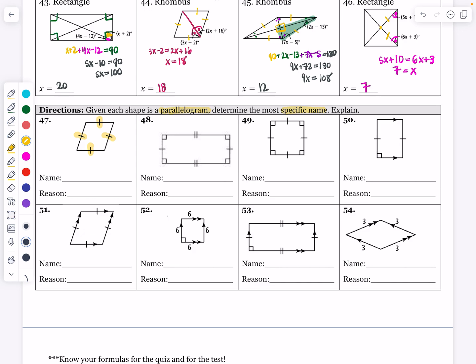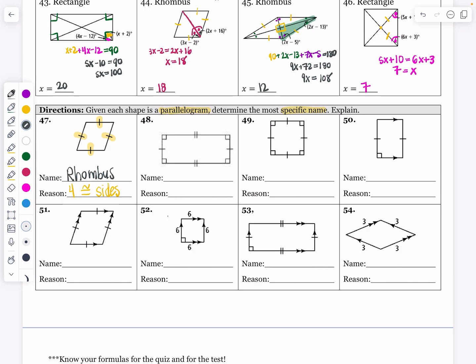We are given 4 congruent sides. Well, what parallelogram has 4 congruent sides? That is by definition going to be the rhombus. I'm not able to say that this is a square because I do not have the 4 right angles. They're not there, so I cannot just add them in.